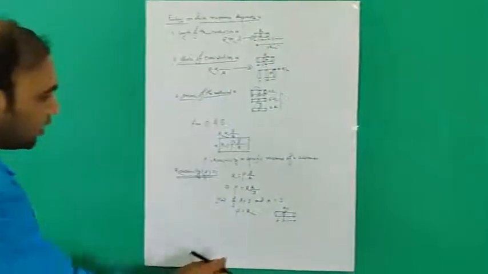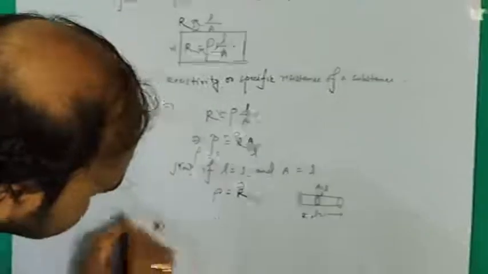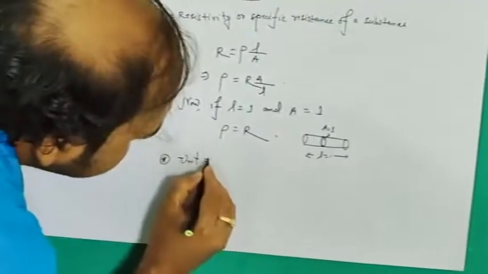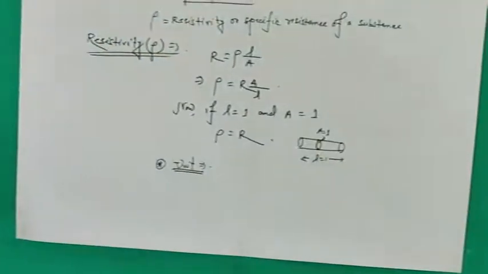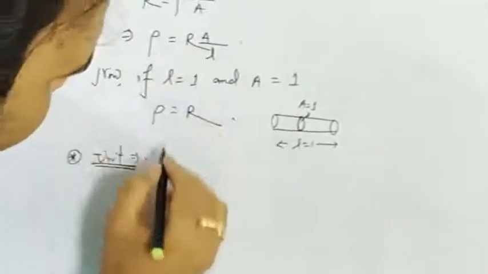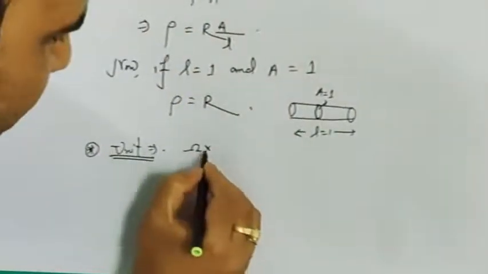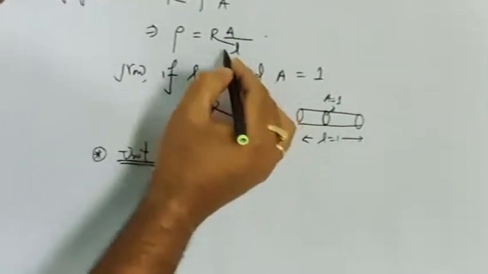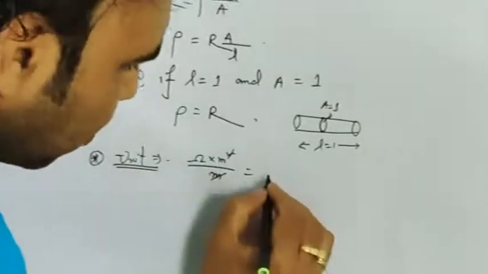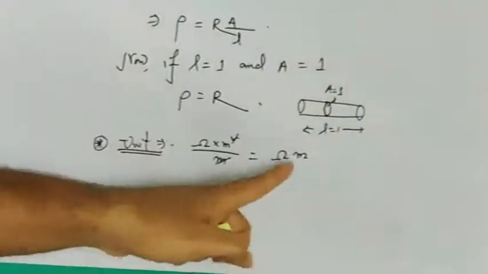Wait a minute. Just rho equal to RA by L. What will be the unit of this resistivity? Let's check. Look at this. R means ohm, we know. A means meter square and L means meter. So one meter will cancel out, so the unit is ohm meter. So the unit of resistivity is ohm meter.